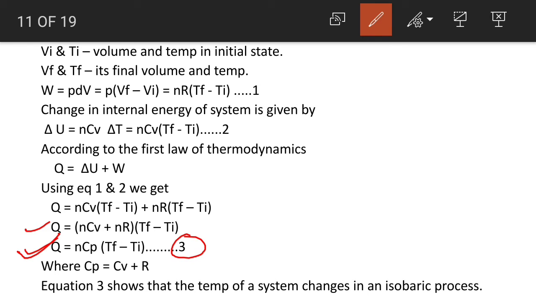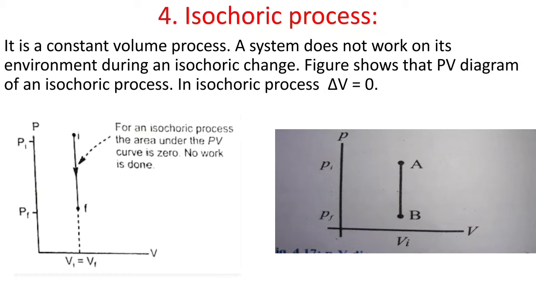So this is equation number 3. Equation number 3 shows that the temperature of a system changes in an isobaric process, therefore its internal energy also changes. The change in the temperature of a system depends on the specific heat at constant pressure, that is Cp. The fourth thermodynamic process is the isochoric process. A thermodynamic process taking place at constant volume is known as an isochoric process, so it is a constant volume process.